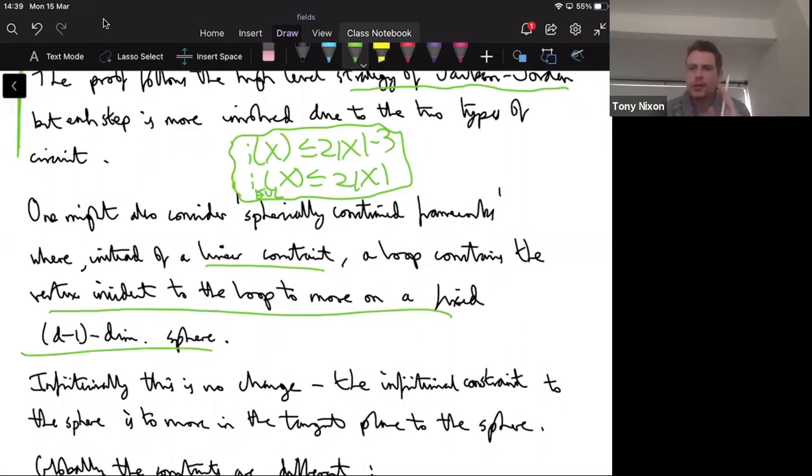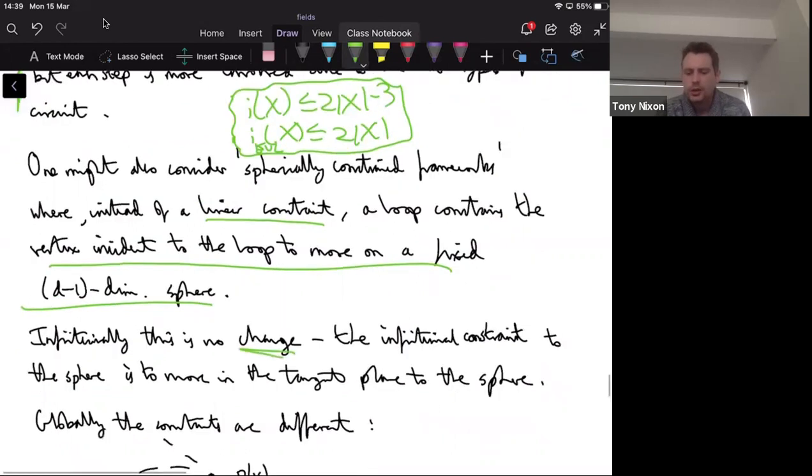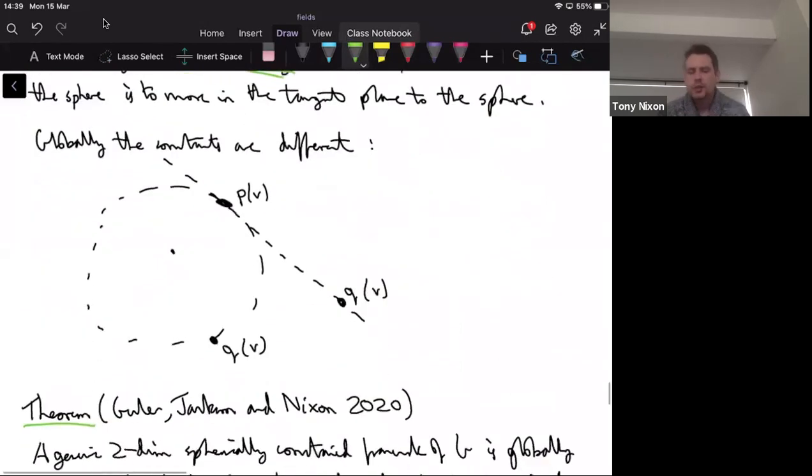Infinitesimally, as we talked about last time with frameworks on the sphere, you think about the constraint for the plane tangent to the sphere. So the same thing is true here. Infinitesimally, there is no change at all. The infinitesimal constraints are the same for linearly constrained as they are for these spherically constrained. And that's easy. However, for global rigidity, they're potentially at least different.